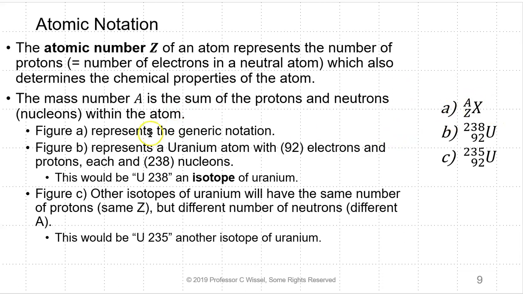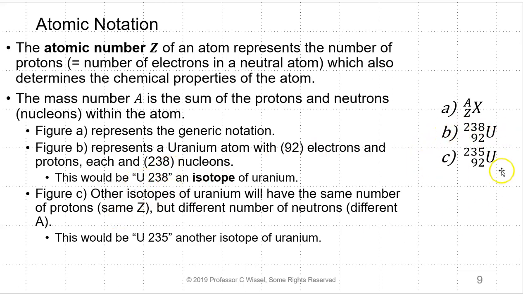Okay, this is the generic notation. And this is the number of protons. That determines where it is on the periodic table and its chemical properties. So this one is generic notation. This one is uranium-238. That's an isotope of uranium. It has 92 electrons, 92 protons if it's neutral, and has 238 nucleons. If you subtract these two numbers, you'll end up with the number of neutrons in this particular isotope. So this would be the isotope uranium-238 or U-238.